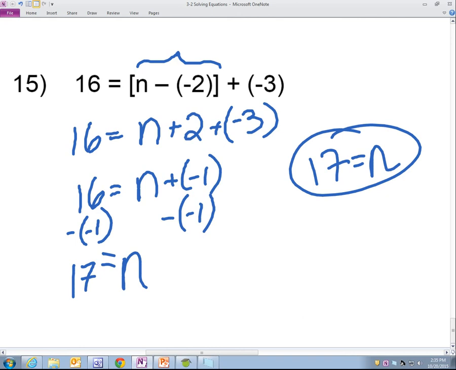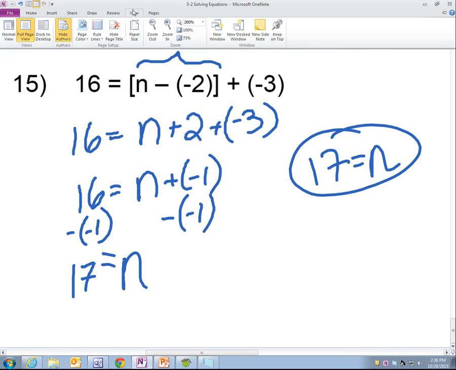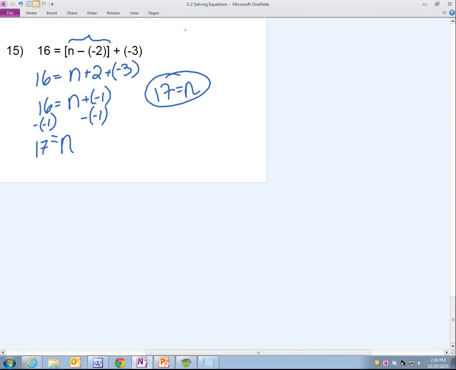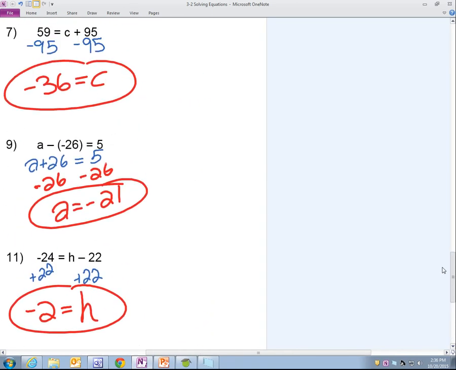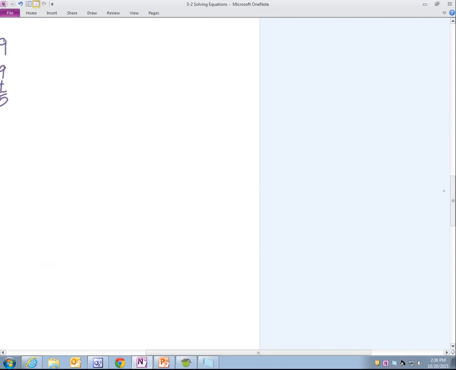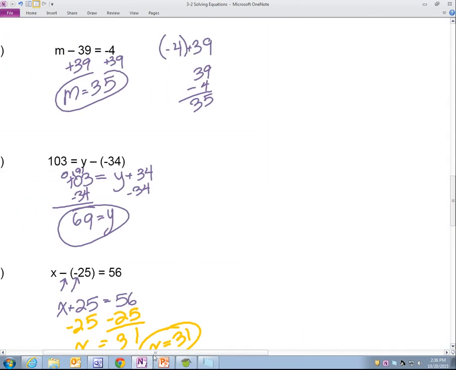So we got 17 is equal to n. But wait, there's more. We can find out if we're doing the right question by doing something that we've been doing all quarter. Check yourself. Yes, we want no wreckage. Not all quarter, actually, all year, because it's second quarter. You substitute or evaluate for the variable you found.